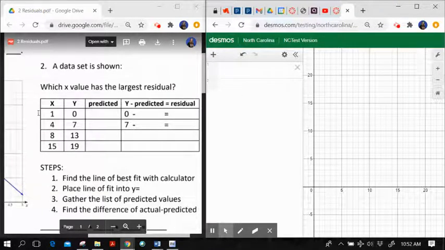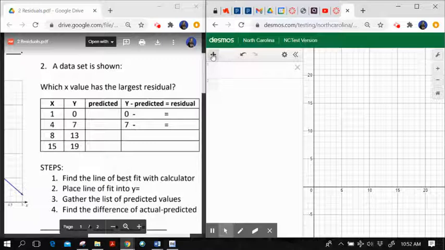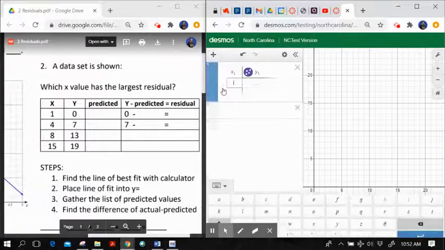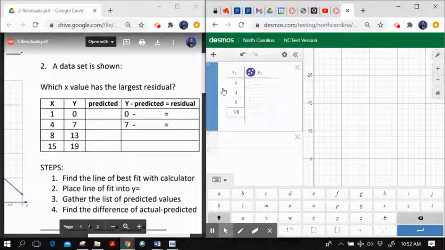So here is example number 2. And what we need to do is find the X value with the largest residual. So I'm in Desmos over here. Let's go ahead and add a table. And I'm just going to type in my X and Y values really quickly. Okay, 19, 13, 7, and 0. So I've typed in all my values.